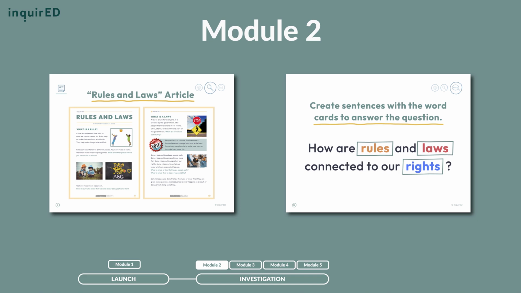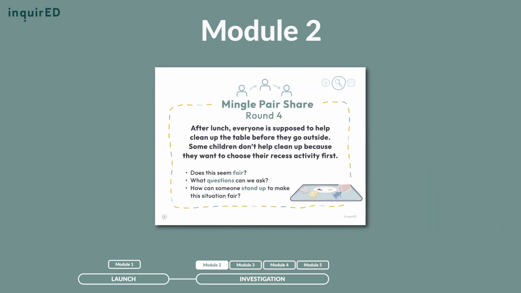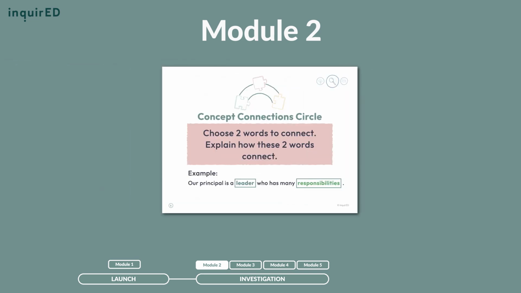In Module 2, students examine sources and use sentence word cards to learn about the purpose of rules and laws. They read Grace Goes to Washington to explore leadership responsibilities and discuss fairness in a mingle pair share activity. Finally, they reflect on their learning through a concept connection circle.